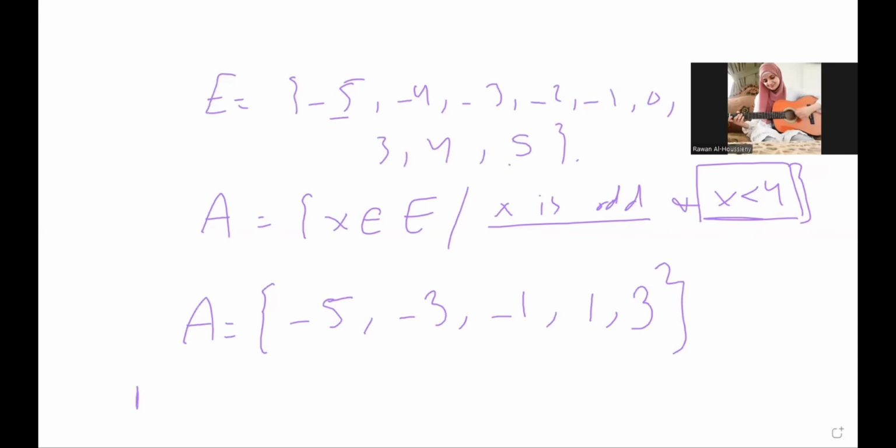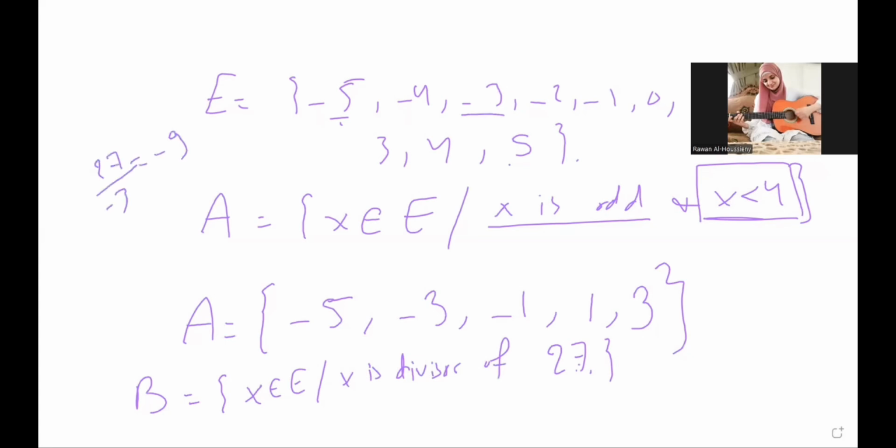Let's have another example كمان. إذا عندي ال B بدي اكتبها in extension form such that x belongs to E وعندي x is a divisor of 27 يعني بتقسم ل 27. Let's see. 27 divided by minus 5 they are not divisible by it. And 27 not divisible by minus 4. بينما 27 it's divisible by minus 3 ليه؟ لأنه 27 over minus 3 it gives us minus 9. So عندي بالست B عند ال minus 3.